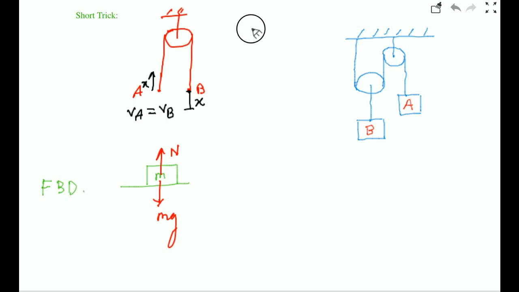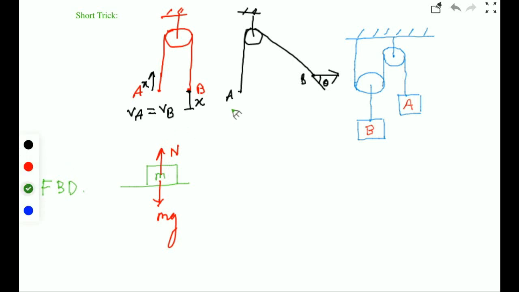Some important point here. Suppose this is the point A and this is the point B, and suppose that this is moving in the horizontal direction, with some angle theta given here. Then this velocity is VA along the direction of the string. But what about VB? So VB equals VA cos theta.